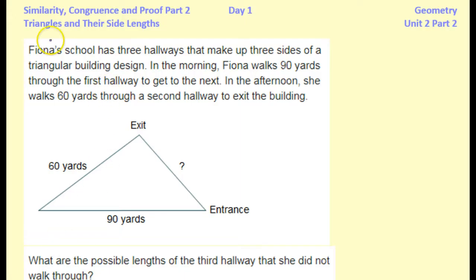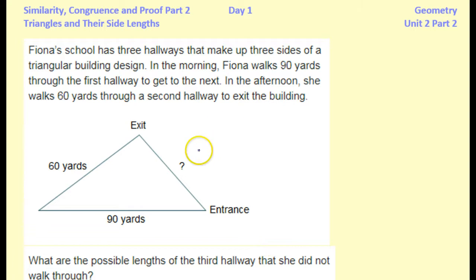So in this problem, Fiona's school has 3 hallways that make up 3 sides of a triangular building design. In the morning, Fiona walks 90 yards through the first hallway to get to the next. In the afternoon, she walks 60 yards through a second hallway to get to exit the building. What are the possible lengths of the third hallway that she did not walk through?